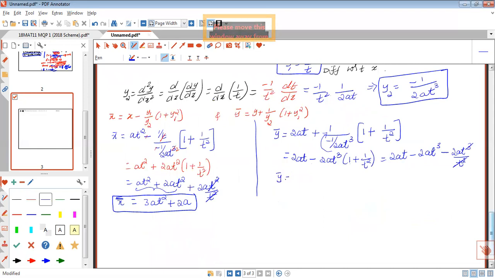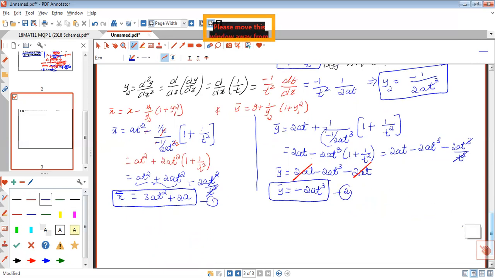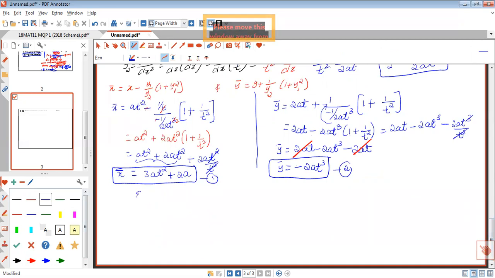Next, y bar will be 2at minus 2at power 3, again minus 2at, right? So here plus 2at minus 2at cancel. So the value of y bar will be just minus 2at power 3. Okay. Now I'll take this as equation number 1 and this equation as equation number 2. Now our intention is to eliminate the value t, parametric value t, from 1 and 2.